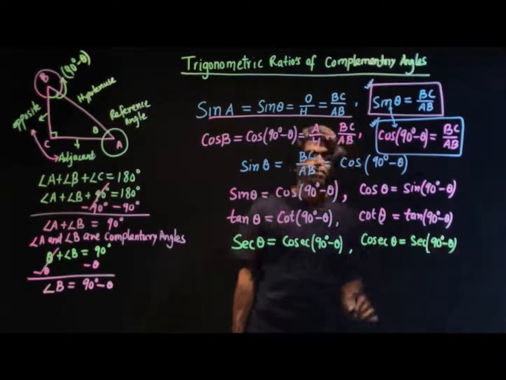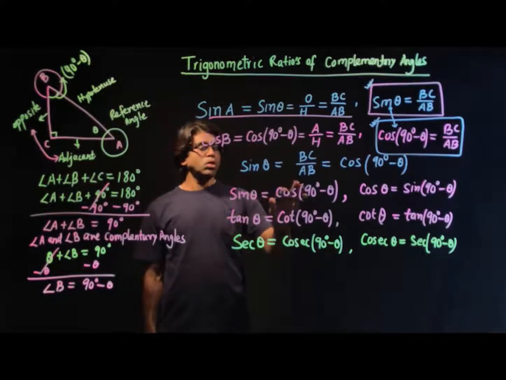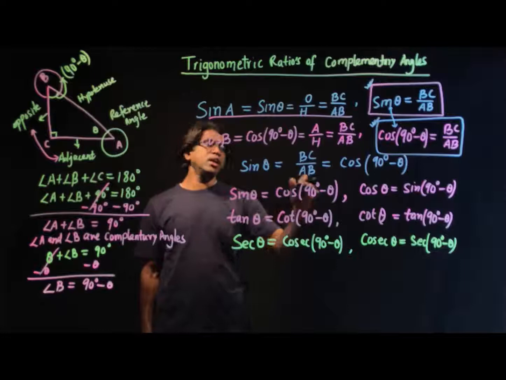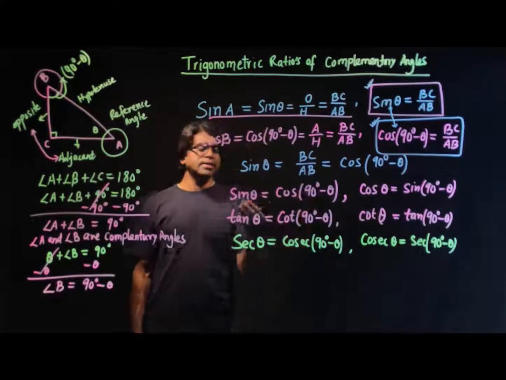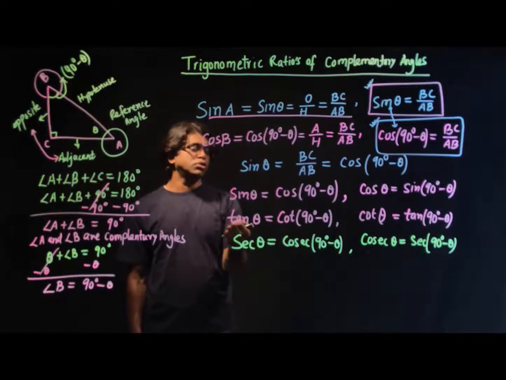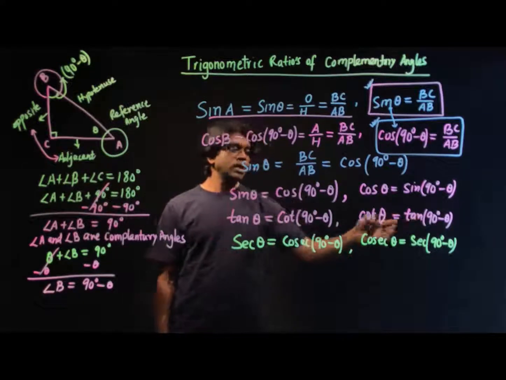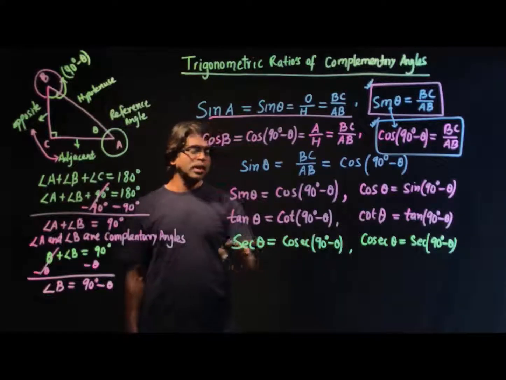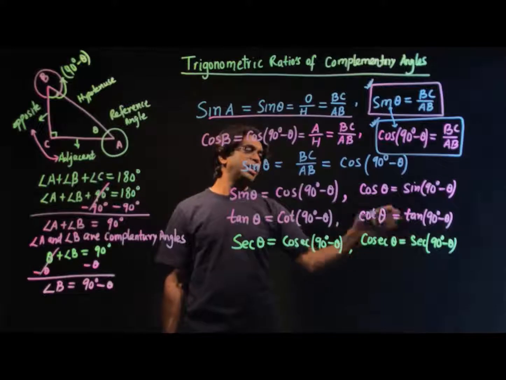So as you can see, sine theta is equal to cosine 90 minus theta, and cosine theta is equal to sine 90 minus theta. In the same way, that relationship is also true for tangent and cotangent, and cotangent and tangent. And in the same way, the relationship is also true for secant and cosecant, and cosecant and secant.